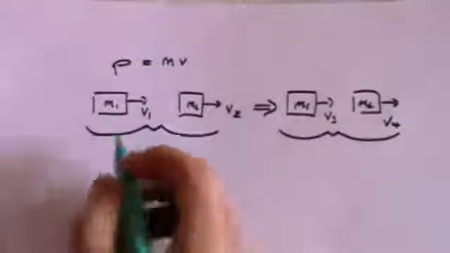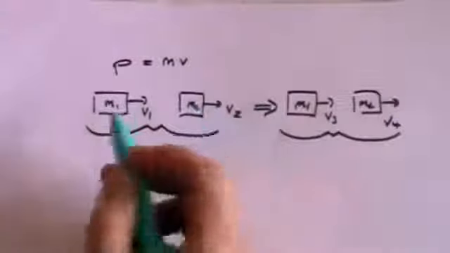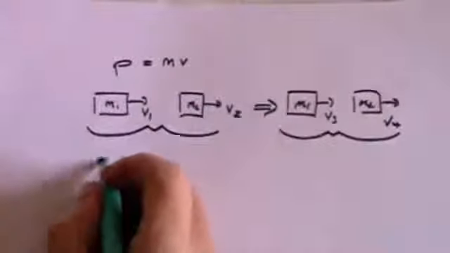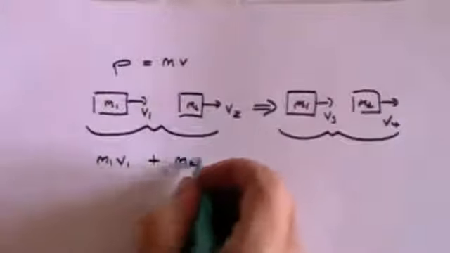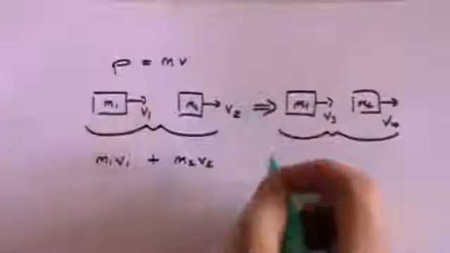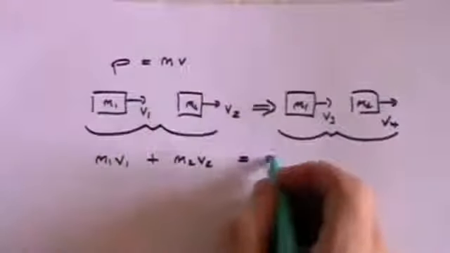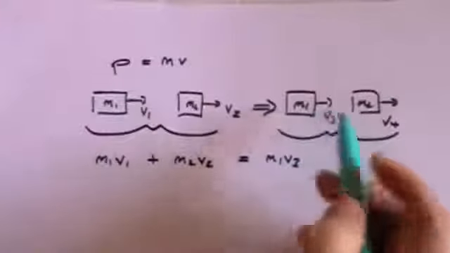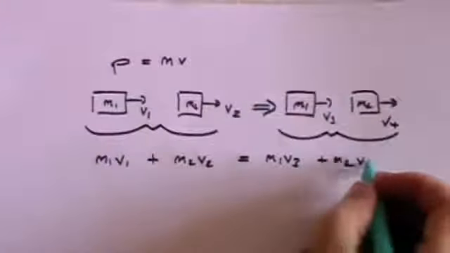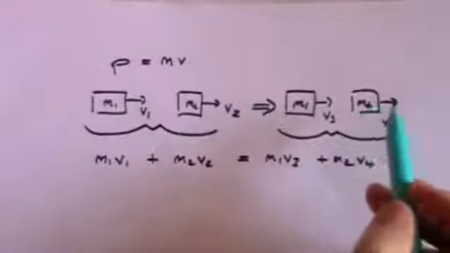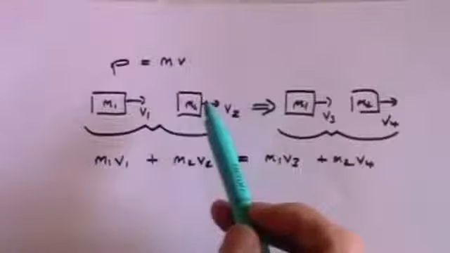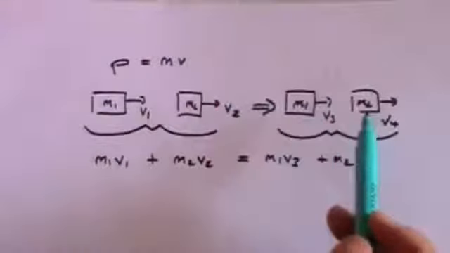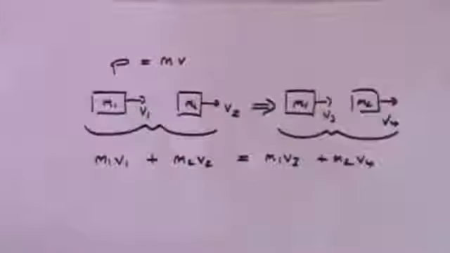And the total momentum obviously is the mass times the velocity of each of the boxes, so it's m1 v1 is the momentum here, plus m2 v2 is the momentum here, and that is going to equal m1 v3, which is the momentum here, plus m2 v4, which is the momentum here. So all we're saying is that momentum is conserved: the total momentum before is equal to the total momentum afterwards. And that is always the case.